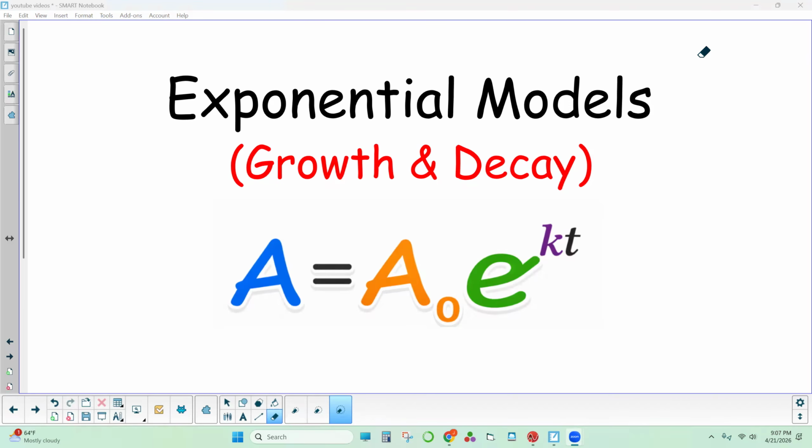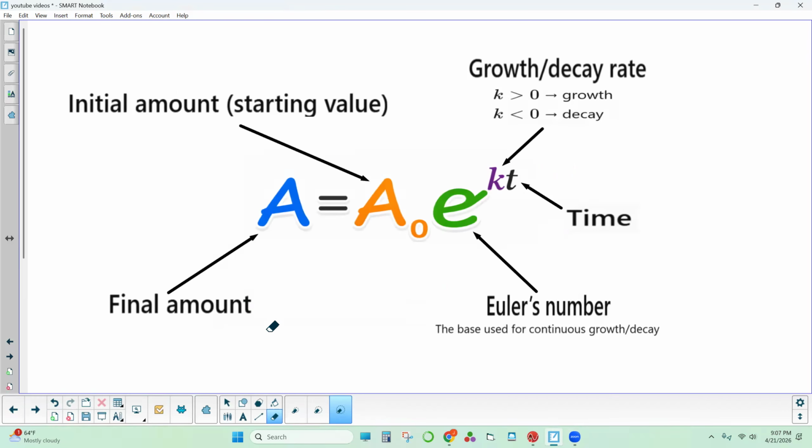Bakari, and today we are going to look at exponential models, specifically this model, which is used to describe exponential growth and decay, where a quantity changes continuously over time. Okay, so looking a little bit closer at this formula, on the left-hand side, we have A, which represents our final amount after our elapsed time.